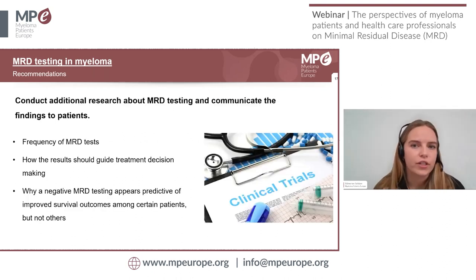So in conclusion, our research generated multiple recommendations, the first being that more research needs to be conducted and that the results need to be communicated with patients. There needs to be clarity on how frequently MRD tests should be done and how the results should guide treatment decisions. Additionally, as mentioned before, there needs to be better clarity on why MRD testing is predictive of improved survival in some patients, but not in others.